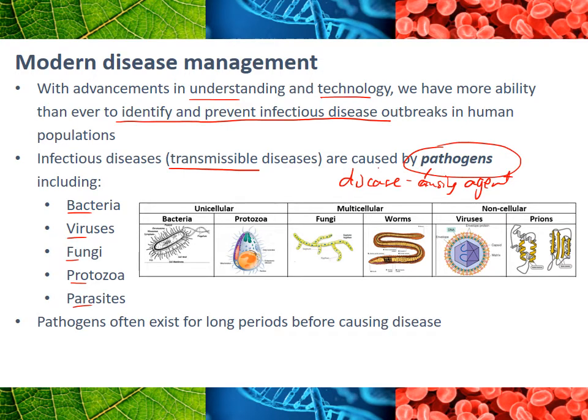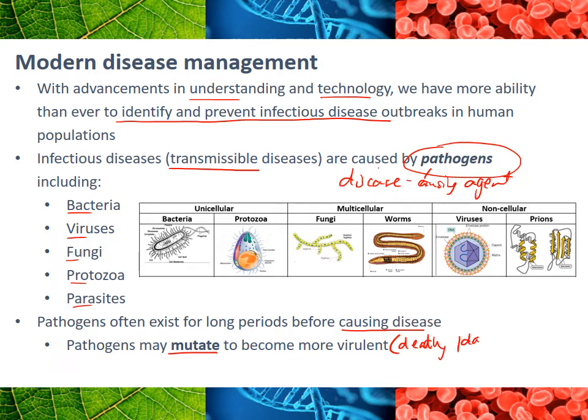It's important to note that pathogens usually exist for very long periods of time before causing disease or before becoming an issue. They don't just appear out of nowhere generally. It's just that they start affecting us. And two really common reasons that this might happen is that the pathogen may mutate, so its DNA may change or its RNA may change to become more virulent. Virulent just means deadly or dangerous, particularly in the context of pathogens.